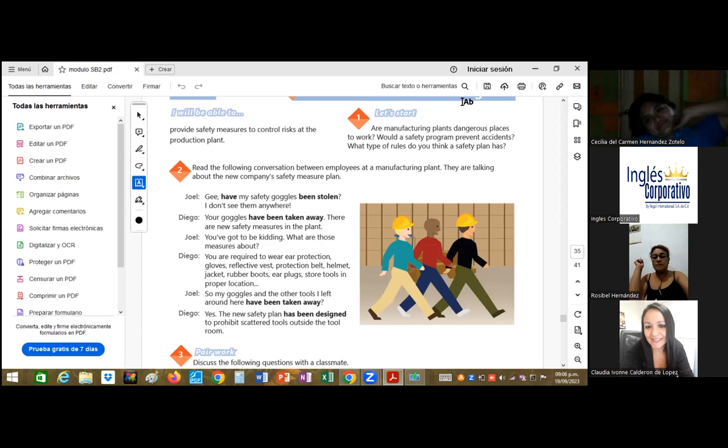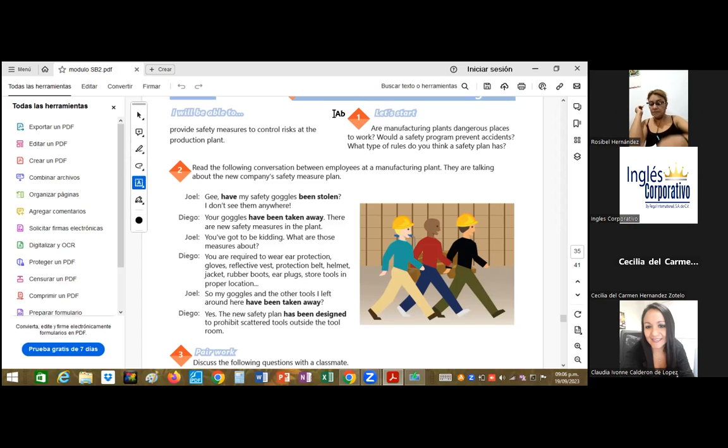Have my safety goggles been stolen? I don't see them anywhere. Your goggles have been taken away. There are new safety measures in the plant. You've got to be kidding. What are those measures about?